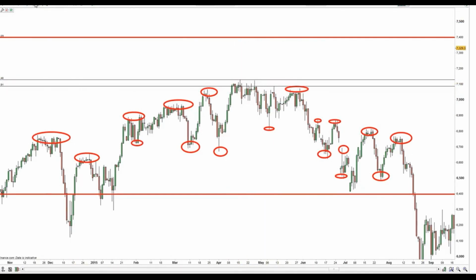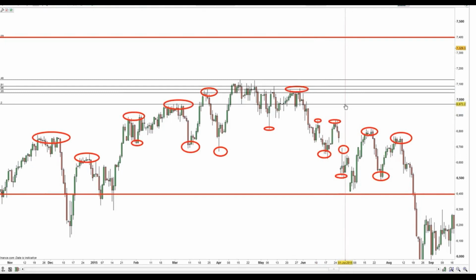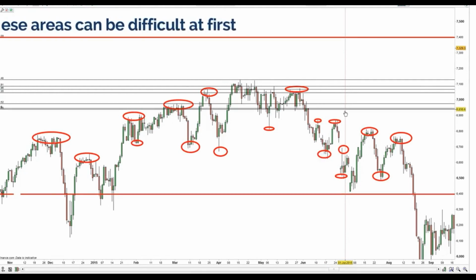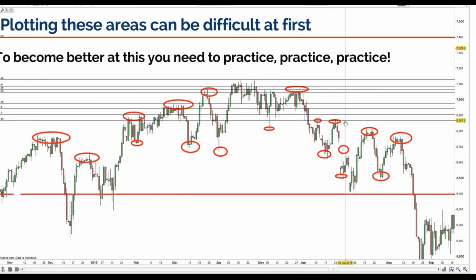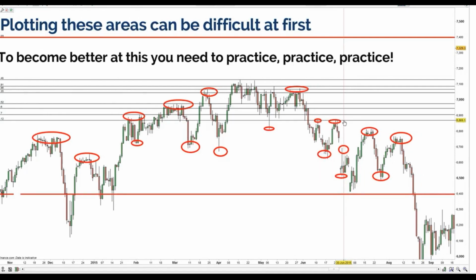And then all we're going to do is work our way down the chart, picking out these reaction points, their lowest and highest levels. Another one here. Another one here. This one has more than just one reaction from it, which is fantastic as it gives this particular area a little bit more weight in future use.